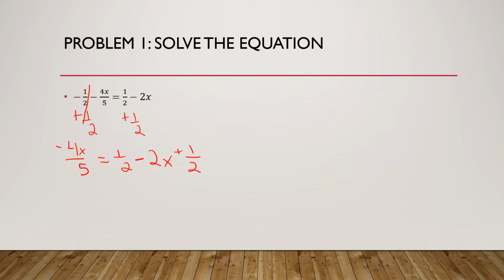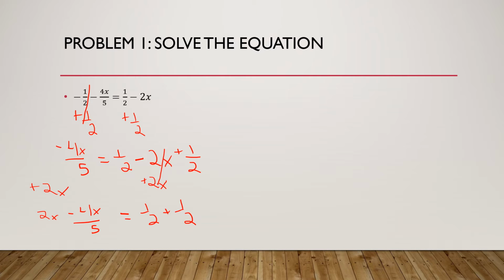Okay. Now let's bring in our coefficient from the right-hand side to the left-hand side. So we're going to have to add 2x, right? That cancels that out. We're going to add 2x here. So then we'll get 2x minus 4x over 5 equals 1/2 plus 1/2.